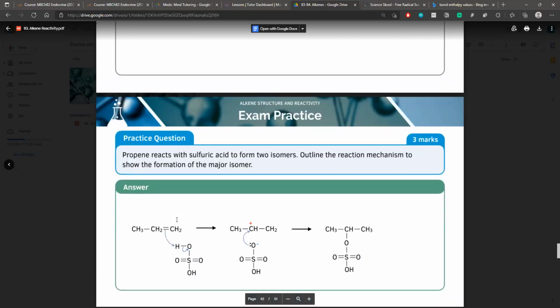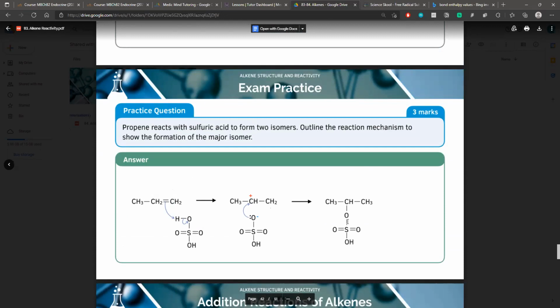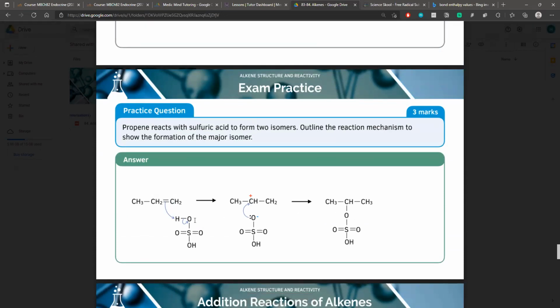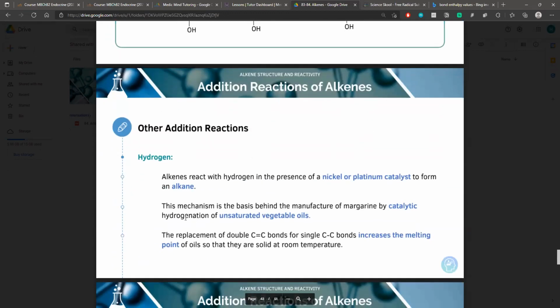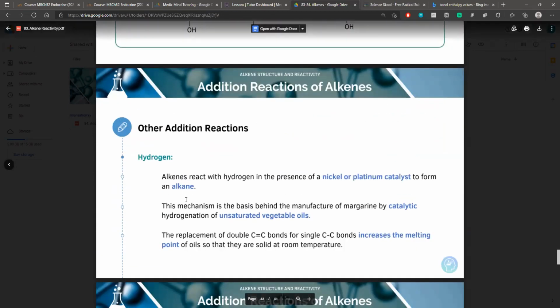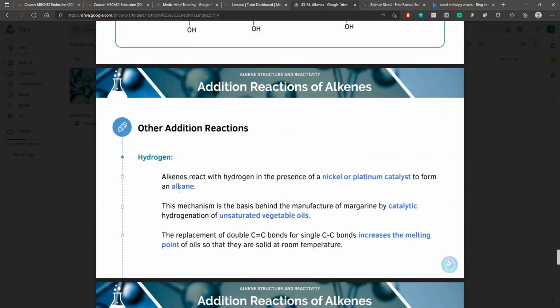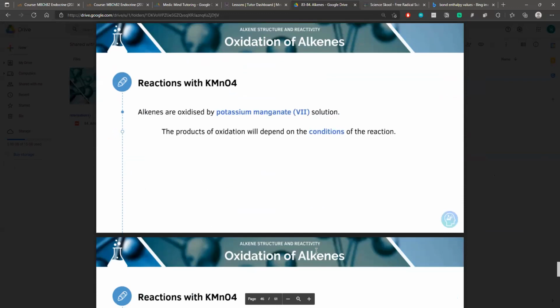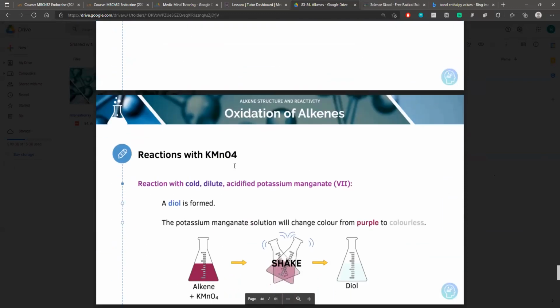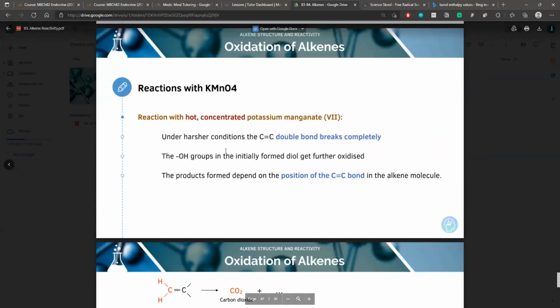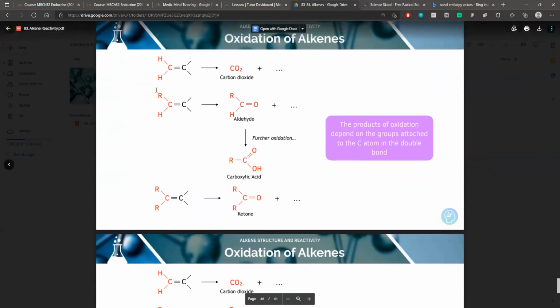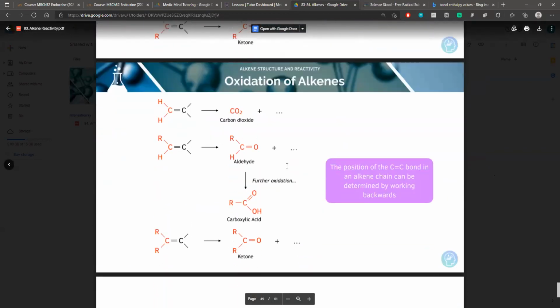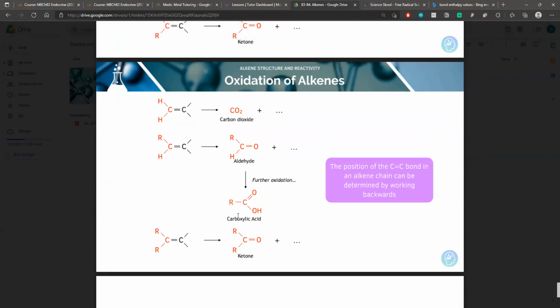Cool, so those are the answers to this one. You break the double bond, hydrogen goes to one carbon, and SO3OH goes to the other. Remember, you can react it with hydrogen in the presence of nickel or platinum to produce an alkane. You can react it with steam in the presence of an acid catalyst, such as phosphoric acid, to produce alcohols. You can oxidize with potassium manganate, and there's a color change. That's oxidation, from an alcohol to an aldehyde, and aldehyde to a carboxylic acid.